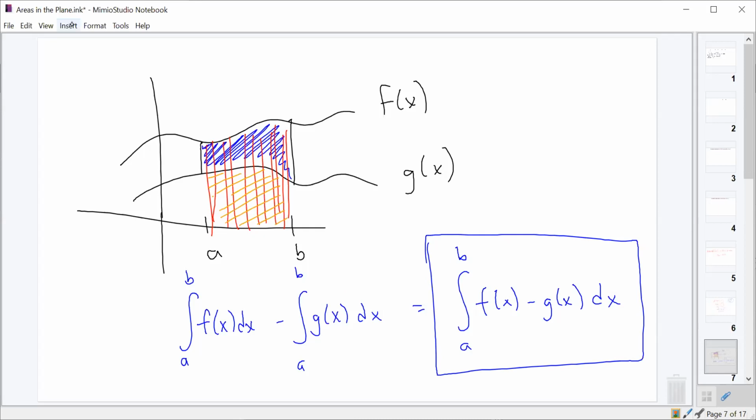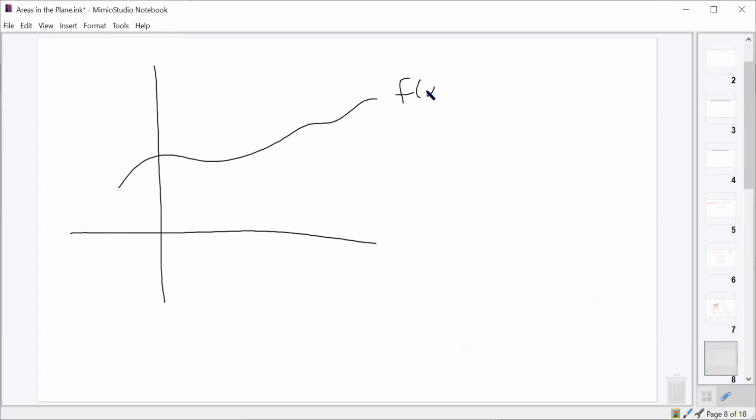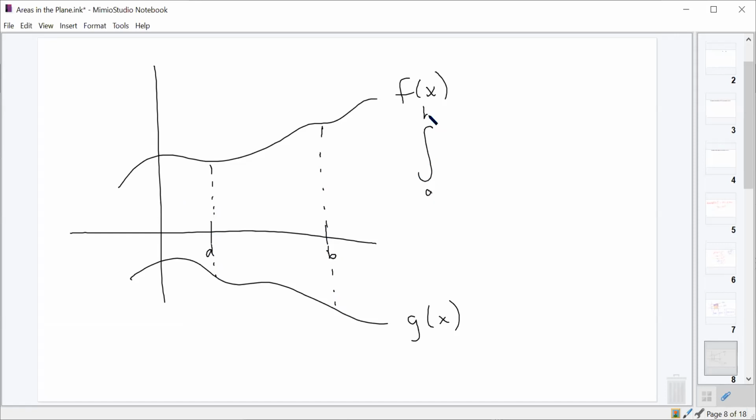Good. Okay. Well, is it that simple though? What if I have f of x, and now g of x is down here below the x-axis, and I want to find the area between f of x and g of x from a to b? Can I still do the integral from a to b of f of x minus g of x? Does that still work?